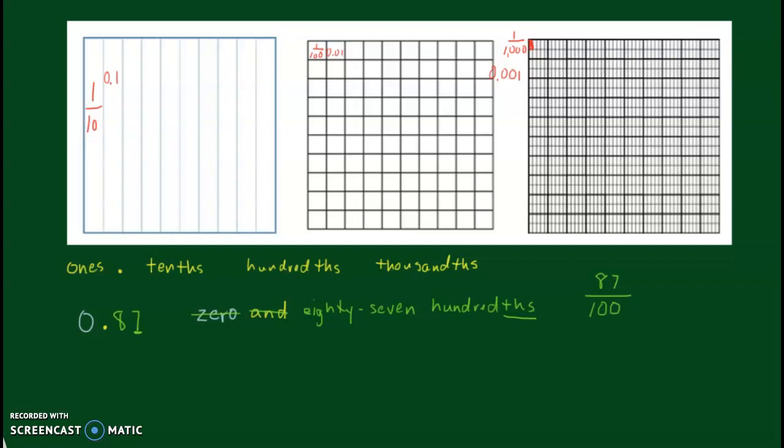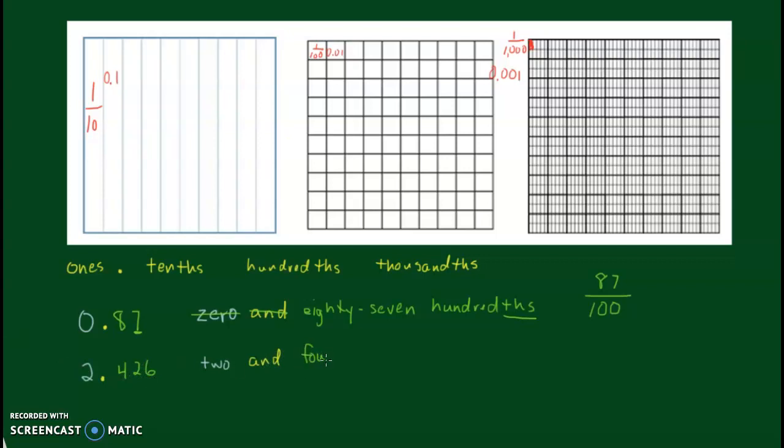Now let's do one where the number in front of the decimal is not a 0. So we're going to go to 2.426. Again, we look at our number. The number before the decimal point is a 2, so we write 2. Then for our decimal point, we say and, 2 and. The number after the decimal point is 426.